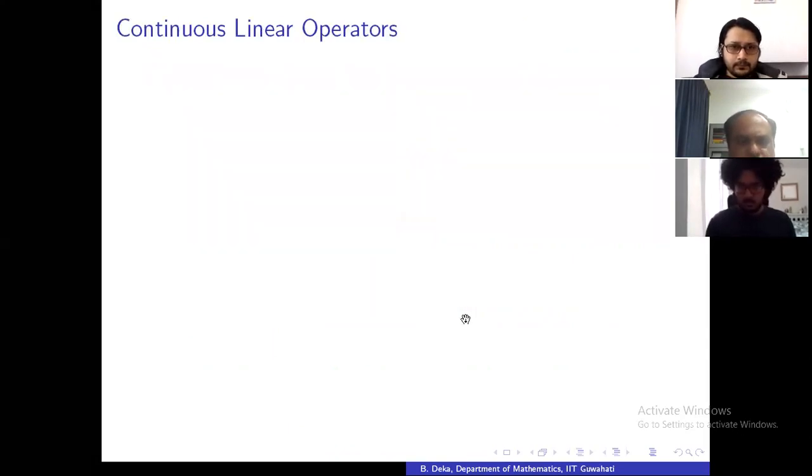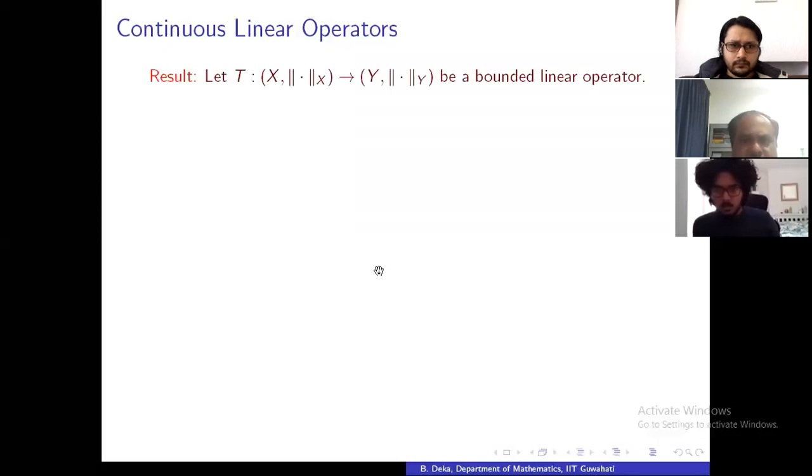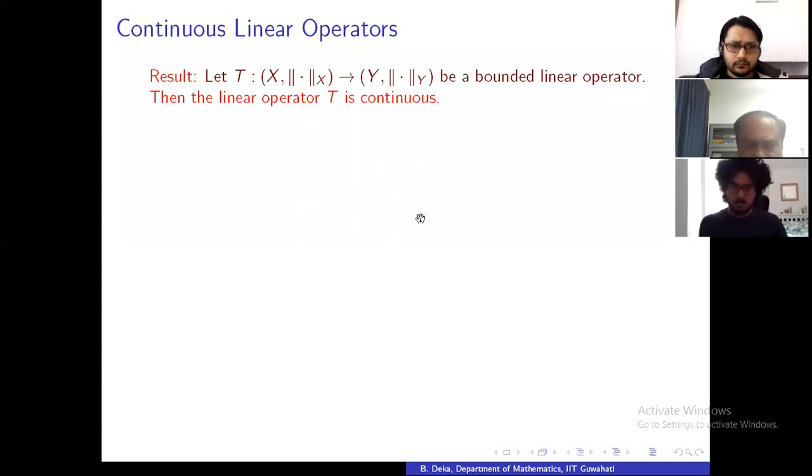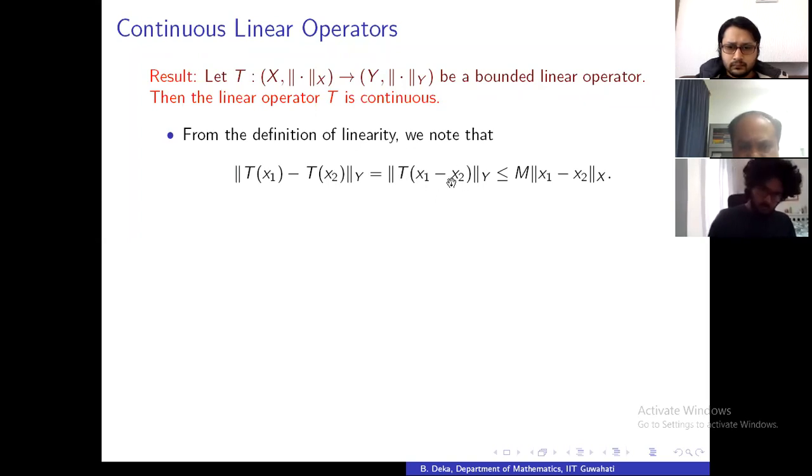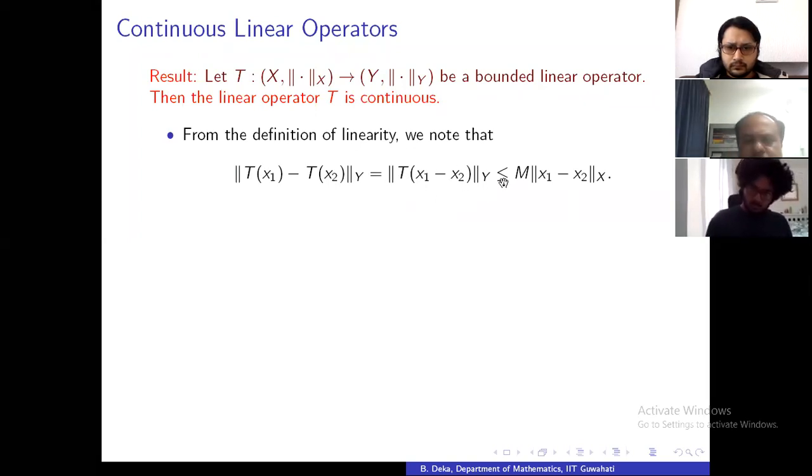Okay. In general, a bounded function need not be continuous. But in the case of a linear operator, a bounded operator will be continuous, and a continuous operator will be bounded. So if T is a bounded linear operator, then T is continuous, and it is quite easy to verify. Just see that T is linear, so Tx1 minus Tx2 in Y equals T(x1 - x2) by the linearity of T. Again, since T is bounded, you will find some M such that this is less than or equal to M times the norm of x1 minus x2 in X.